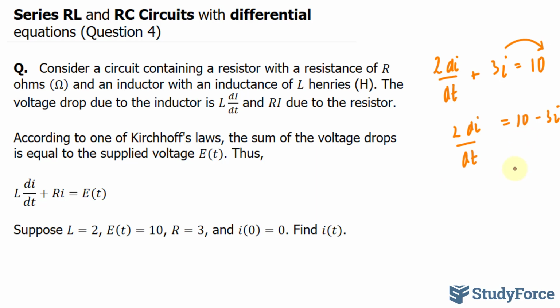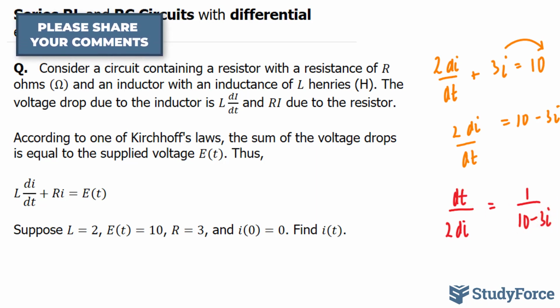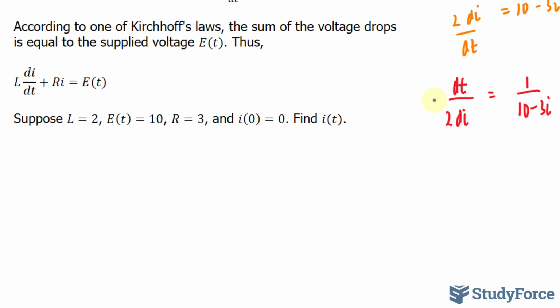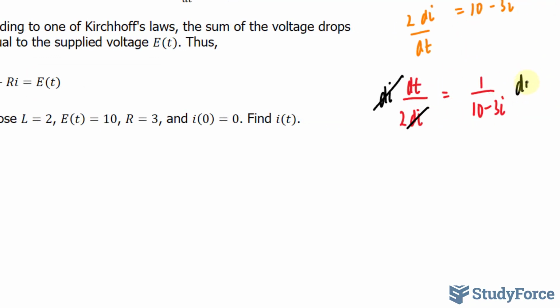So what I can do is reciprocate both sides and look what happens if I do that. I end up with dt over 2 times di. And on this side, I end up with 1 over 10 minus 3i. And by reciprocating both sides, I can now multiply both sides by di. If I do it on this side, it goes away. And on this side, it gets multiplied to this expression. This leaves us with 1 over 2 dt is equal to di over 10 minus 3i. I can now integrate both sides.